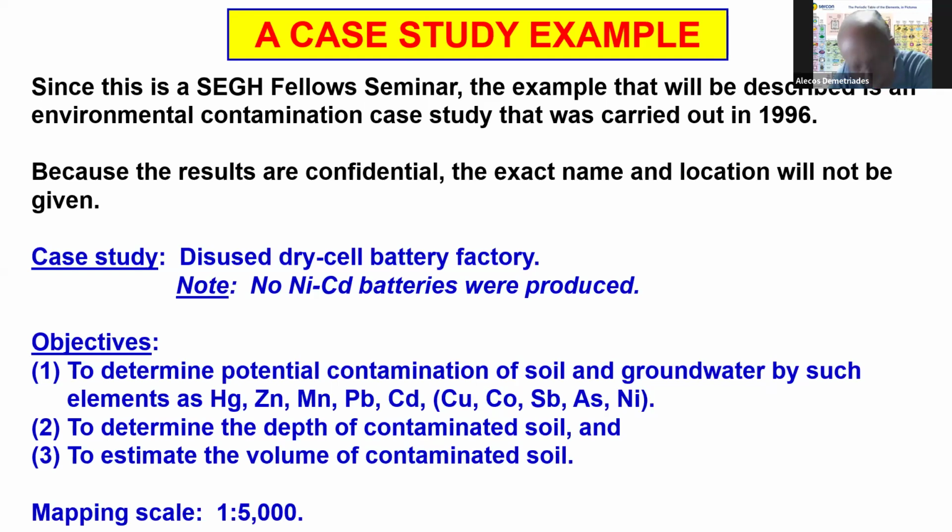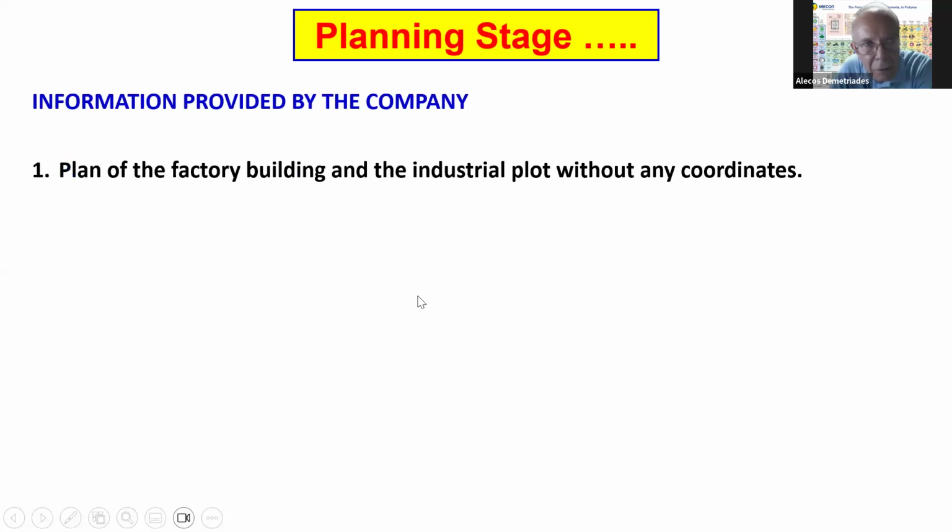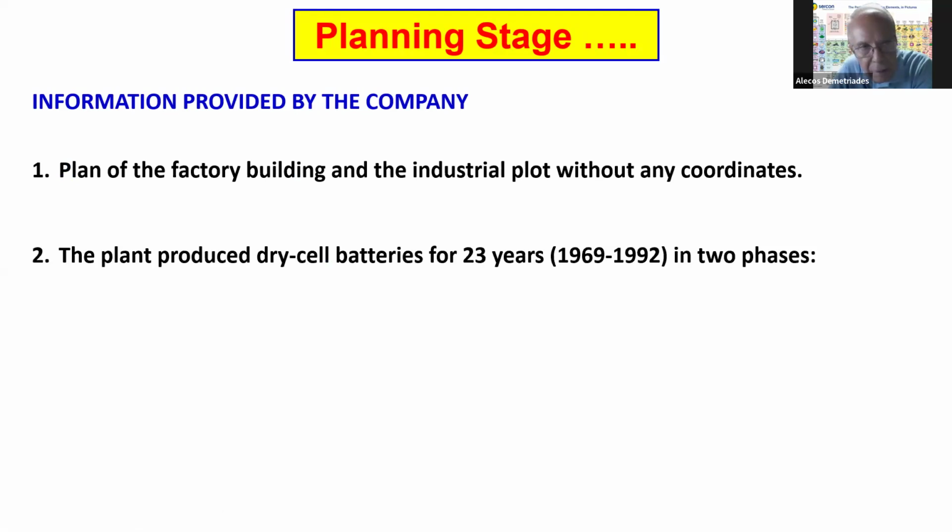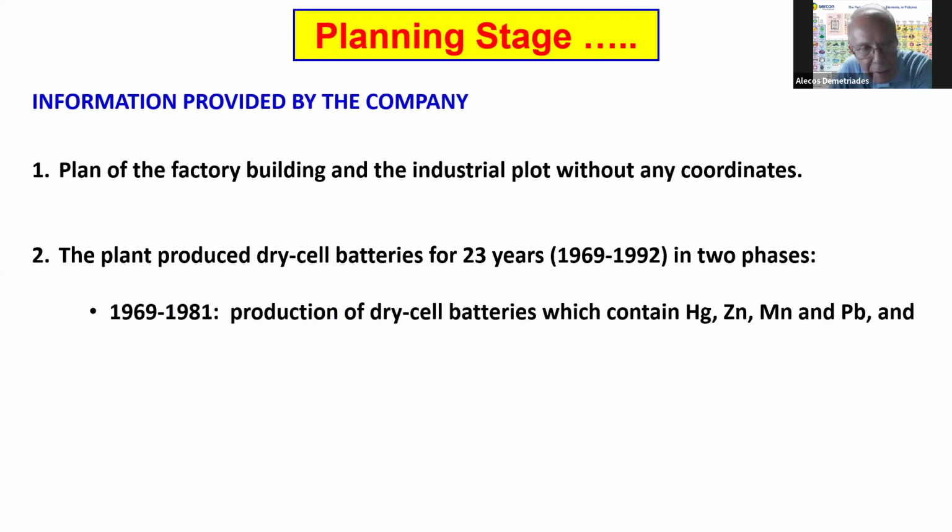1 centimeter on the map is 50 meters on the ground. Now, the information provided by the company was not much. It was just the plan of the factory building and the industrial product without any coordinates. The plant produced dry cell batteries for 23 years, from 1969 to 1992 in 2 phases.